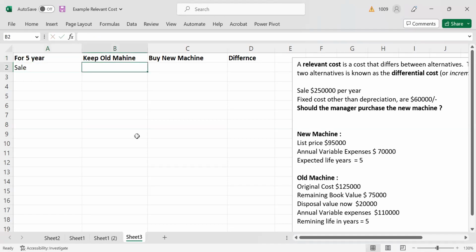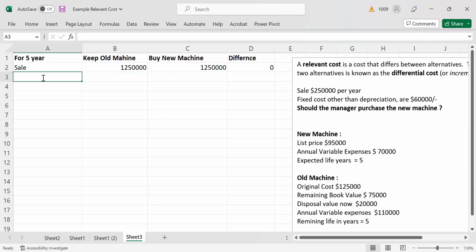First of all, sale. How much sale is there for the old machine? First of all, we want to know how much is the sale of the product. So $250,000. This is for 1 year. So here I'm going to multiply 250,000 by 5. So that will be 12,50,000. That will be the sale, and exactly the same sale will be if we buy the new one, and there will be no difference at all.